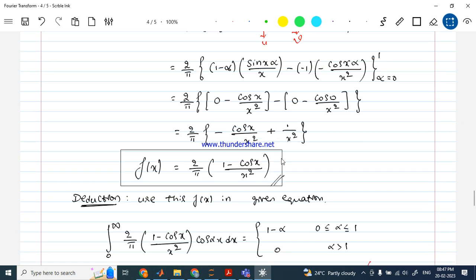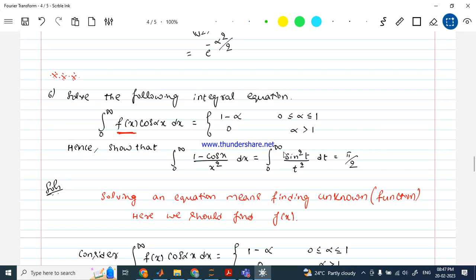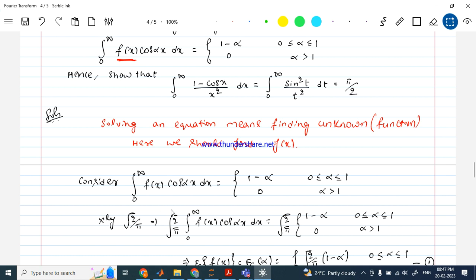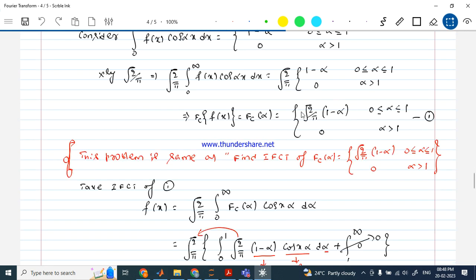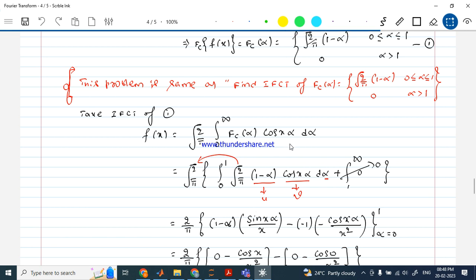See what we have done here. This problem has got two parts. The first part is finding the value of f of x for which the value of this integral becomes this, which means they have actually given the Fourier cosine transformation, which is nothing but this expression, just by multiplying square root of 2 by pi on both sides. Left hand side becomes your Fc of alpha, and right hand side is the value of that Fc of alpha, which is the same as asking you to find the inverse Fourier cosine transformation of this function. So for that I should find f of x, which is equal to square root of 2 by pi integration 0 to infinity Fc of alpha cos alpha x d alpha.